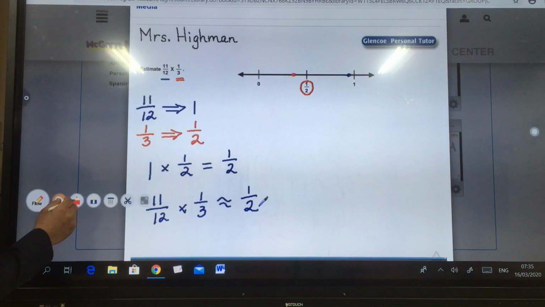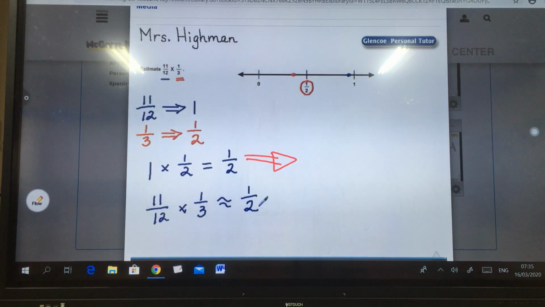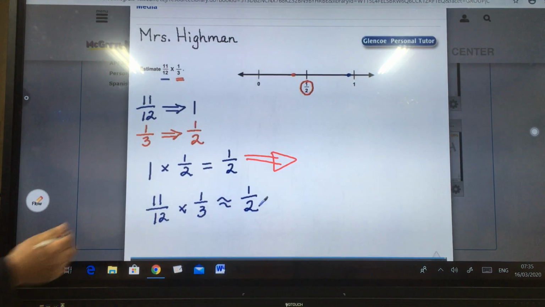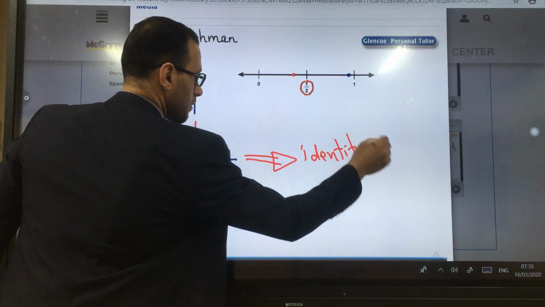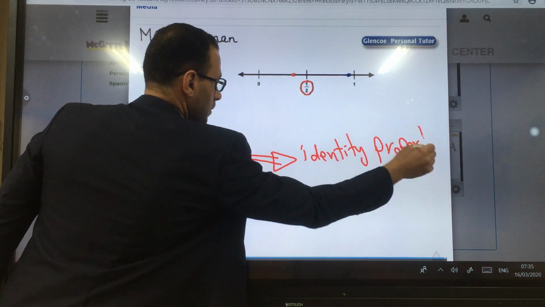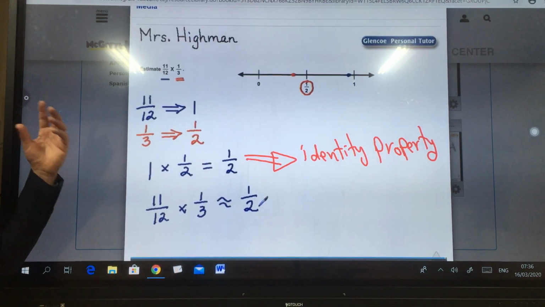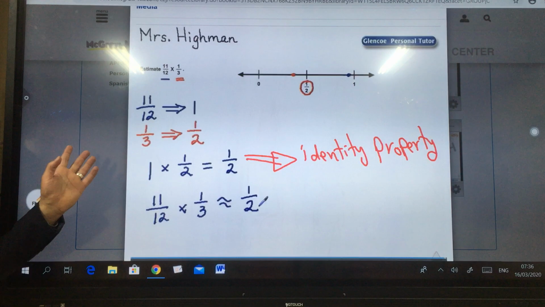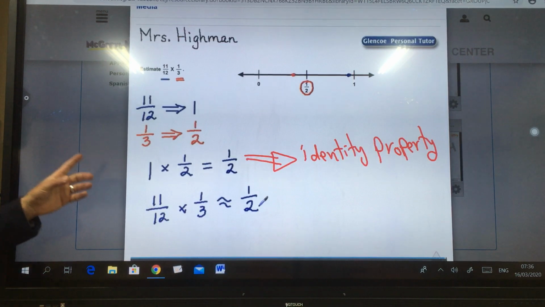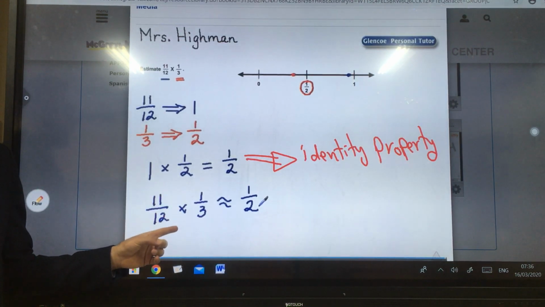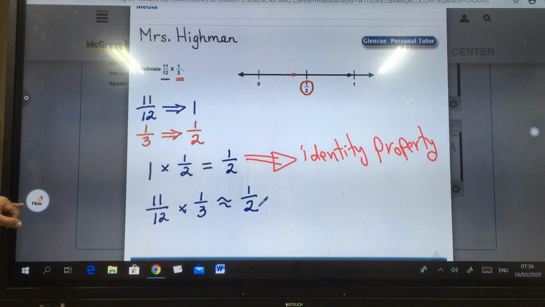Who can tell me what property this is that we studied before? Anyone? Yes, Hamad? Yeah, identity property. Identity property means when you multiply any number by 1, it gives us the same number. 1 times 1/2 is 1/2. So 11 out of 12 times 1 out of 3, or 1/3, will be about 1/2. Okay?